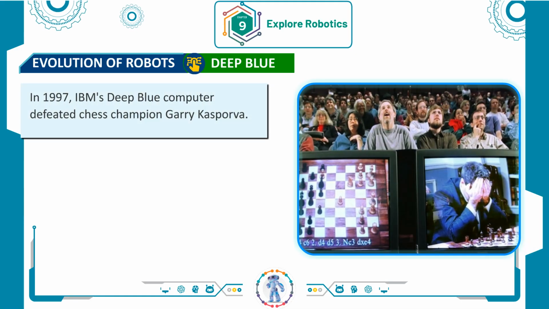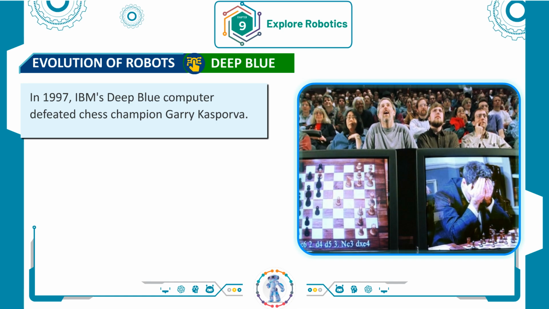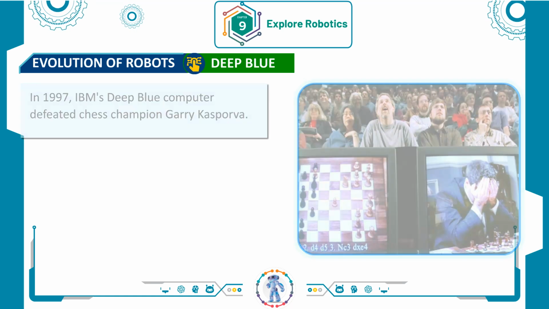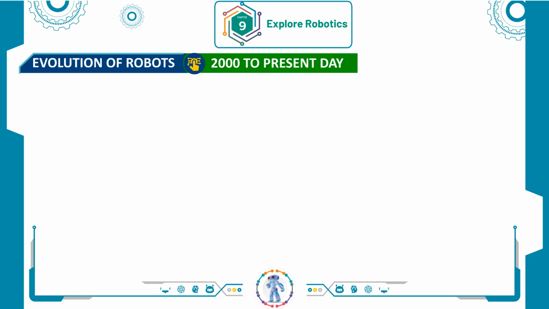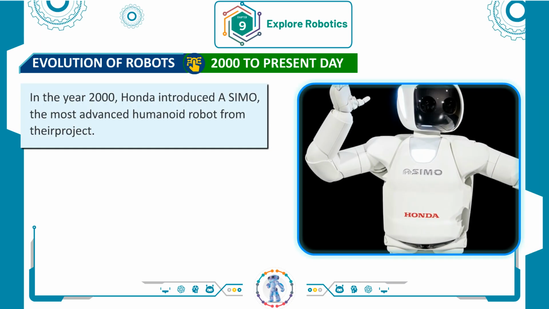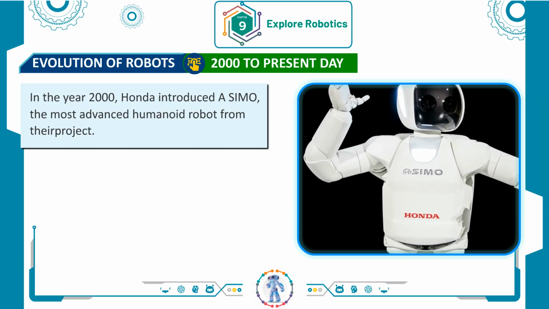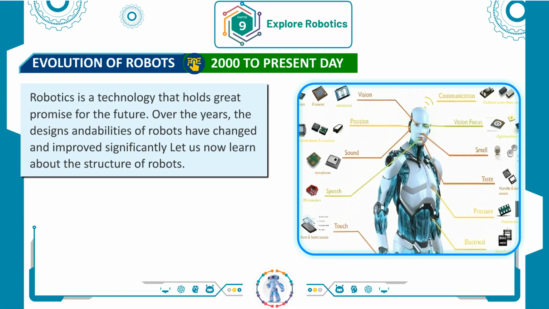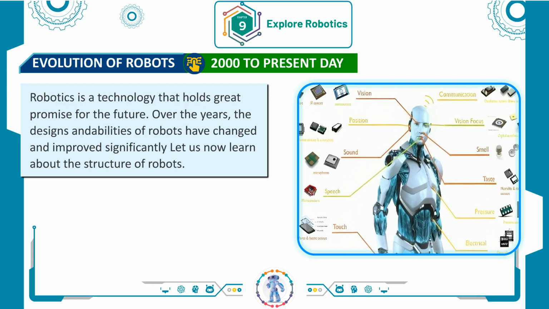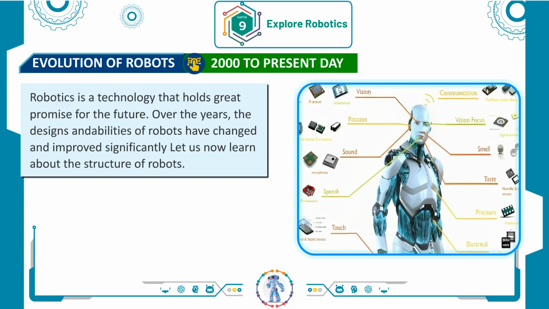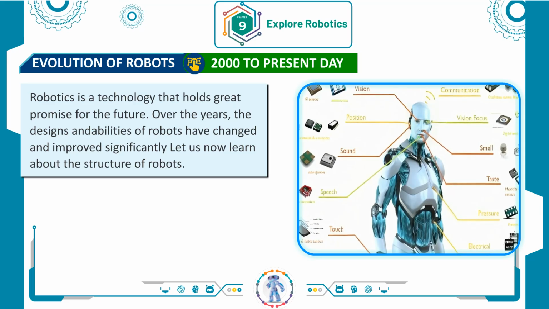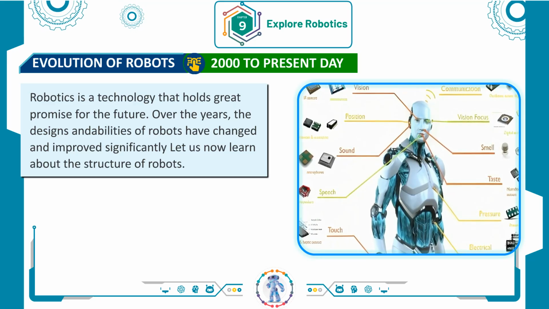Deep Blue. In 1997, IBM's Deep Blue computer defeated chess champion Garry Kasparov. 2000 to present day. In the year 2000, Honda introduced Asimo, the most advanced humanoid robot from their project. Robotics is a technology that holds great promise for the future. Over the years, the designs and abilities of robots have changed and improved significantly.